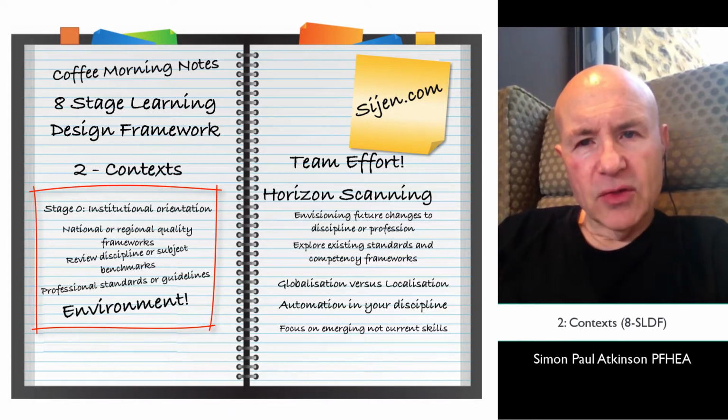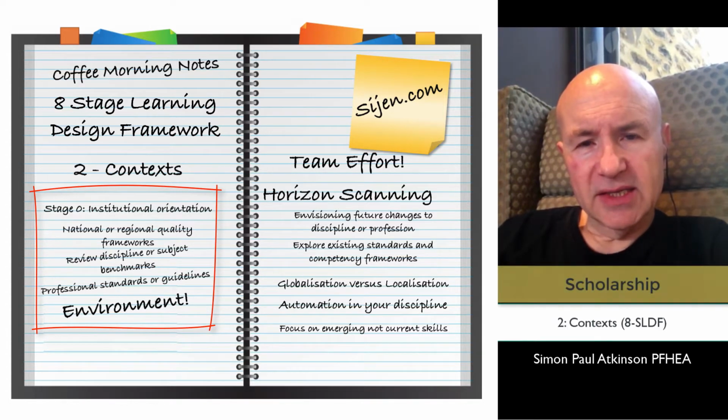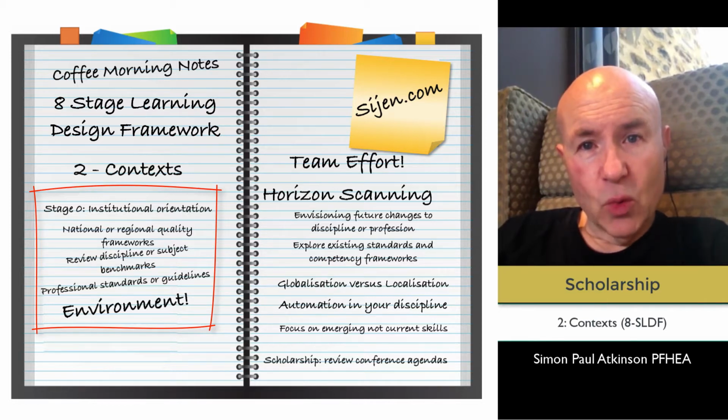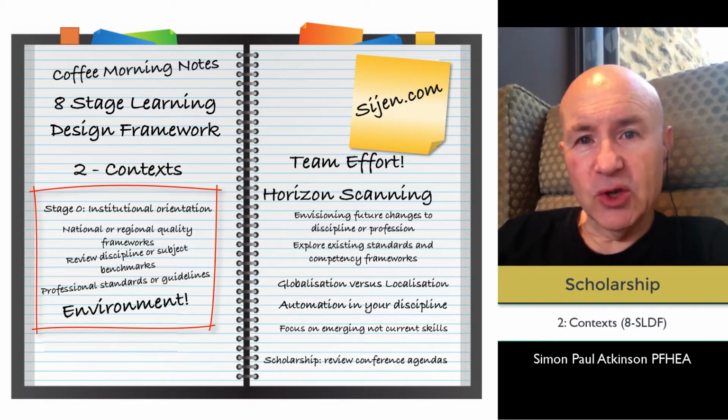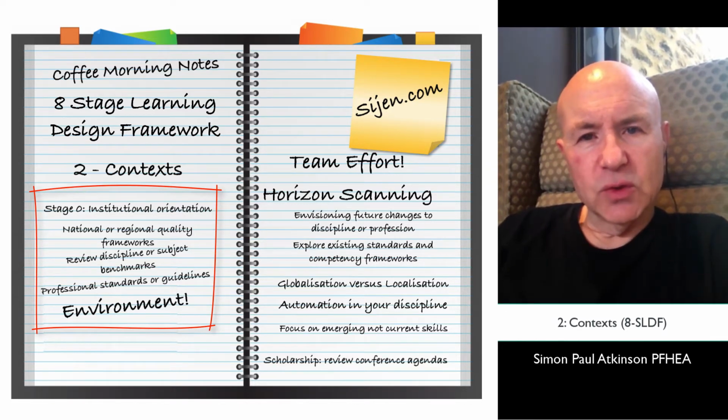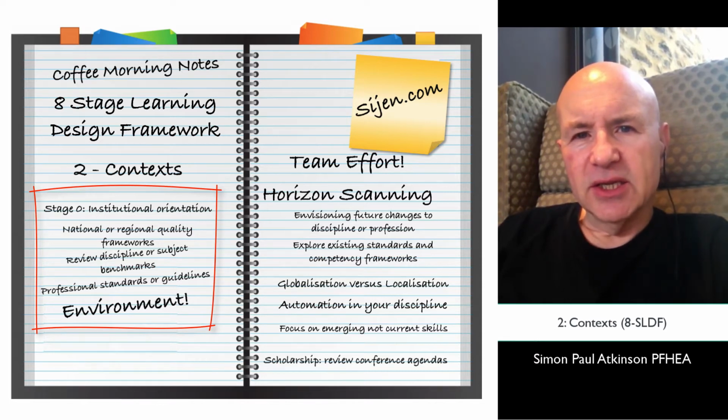So I think that the third and final context is the scholarship context. And I think it's certainly always worthwhile exploring what conferences are coming in your discipline. Very often the larger conferences post their topics 2 years in advance. So seeing how your own discipline is emerging through the kind of topics that are being identified is also a useful insight into the direction of travel for your discipline.